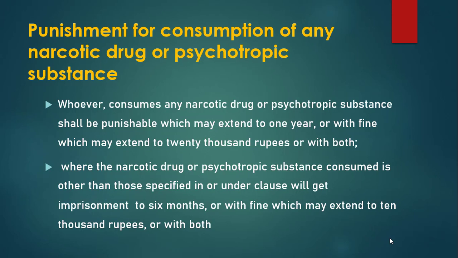So if someone is consuming these narcotic drugs and psychotropic substances in an illegal way, they will definitely get punishment, a fine of 10,000 to 20,000 rupees, and also a 1 year imprisonment. And where the narcotic drug or psychotropic substance consumed is other than those specified under the clauses, you will get imprisonment up to 6 months, or a fine which may extend to 10,000 rupees, or both fine and imprisonment. So that is also a punishable offense.